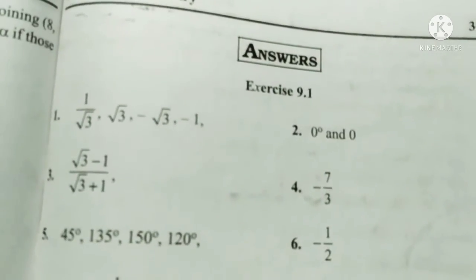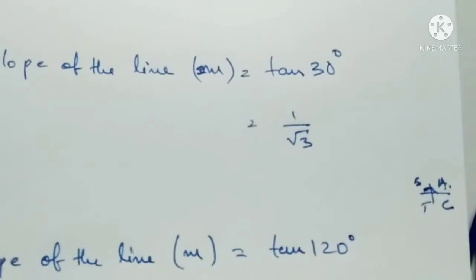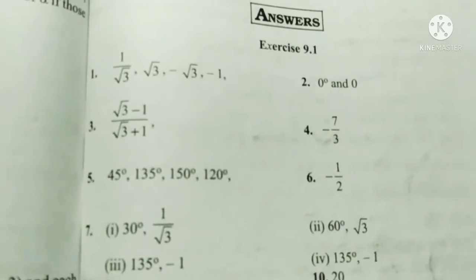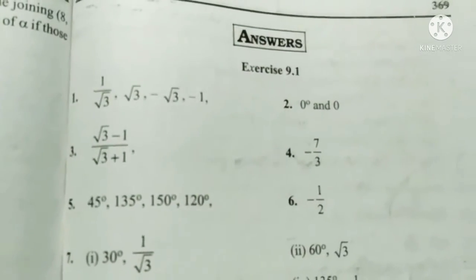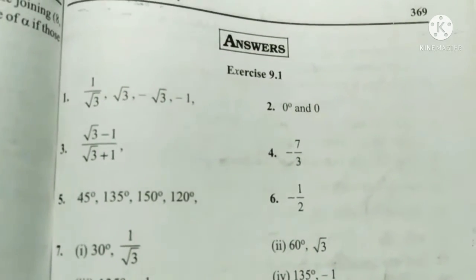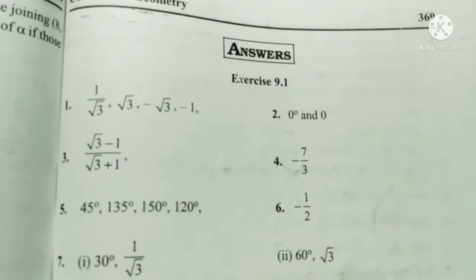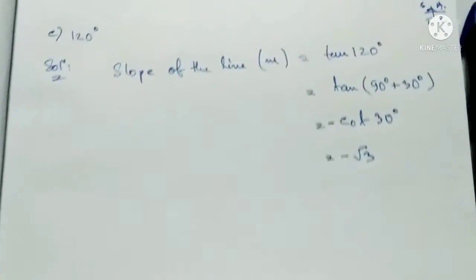This is number C, you see, minus root 3. Yes, this is number 1 by root 3, which is our A here. 30 degree was given, 1 by root 3. Next, number C I have done, which is 120 degree, and this is minus root 3. Minus root 3. Understand?